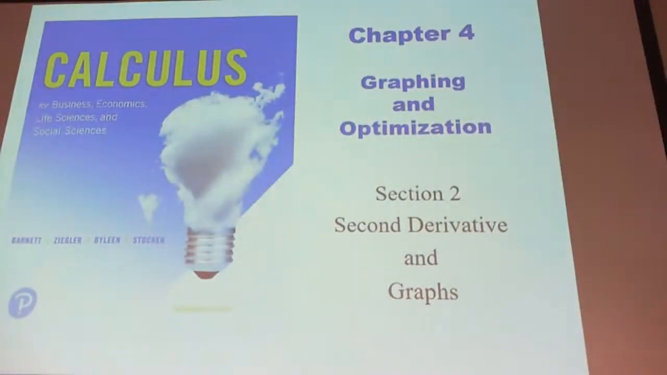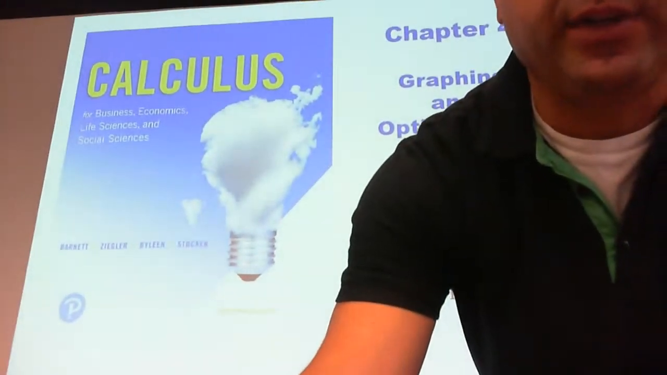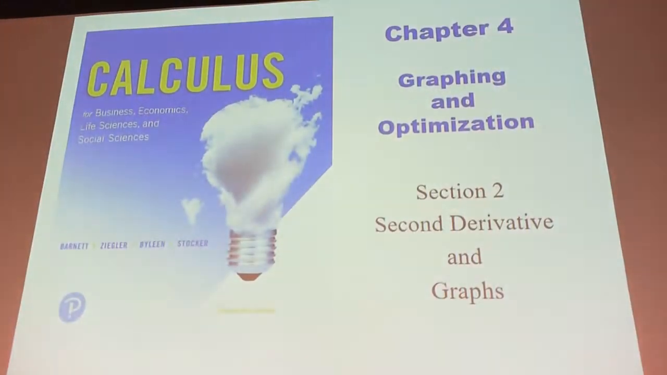Today we're going to cover Chapter 4, Section 2, Second Derivative and Graphs. In Section 4.1, we learned about the first derivative and what it can do. Now we're going to learn about the second derivative and what it can do.